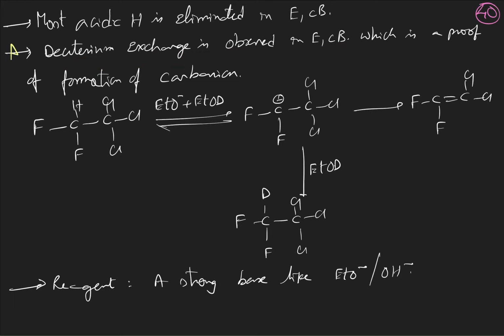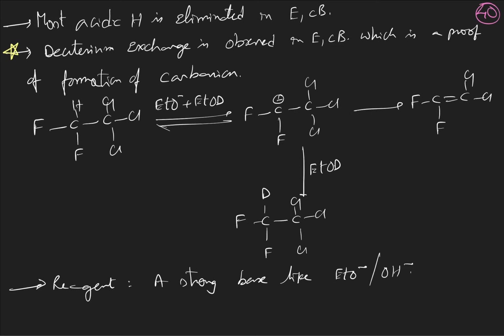In fact, the happening of this deuterium exchange itself is the proof that there is a formation of carbanion. If there is carbanion formation during the reaction, then only the H plus ion can be replaced, substituted by D plus. I explained these alpha substitution reactions, alpha deuterium exchange reactions, in carbonyl compounds.